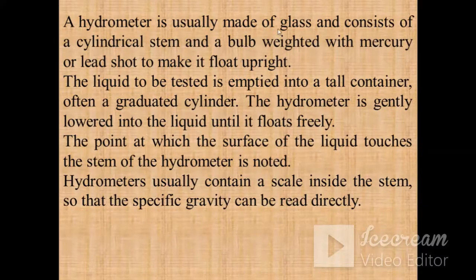It is usually made of glass so that we can easily read the reading, and it consists of a cylindrical stem and a bulb weighted with mercury or lead shots to make it float upright. It should not be tilted inside the liquid whose specific gravity is to be measured, and it should be placed totally upright, so it is weighted with some lead shots at the bottom.